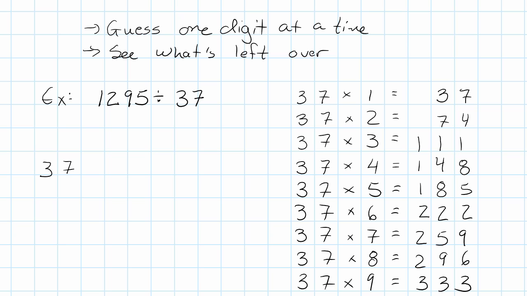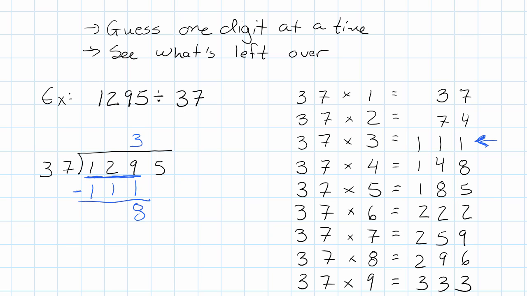Okay, I'm going to write out a long division bracket. 37 goes outside. 1295 goes inside. So I'm going to uncover one digit at a time. 37 doesn't go into 1. It doesn't go into 12. It does go into 129. The last number on my list that's smaller than 129 is 111. So 37 goes into 129 3 times.